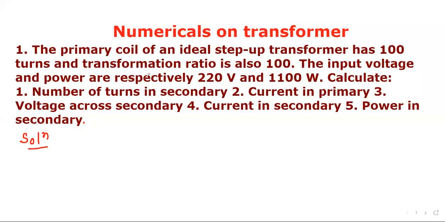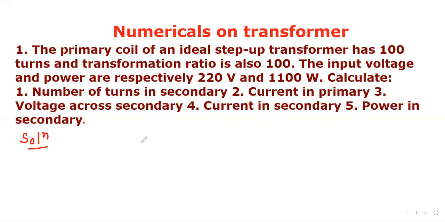Numericals on transformer. The primary coil of an ideal step-up transformer has 100 turns and the transformation ratio is also 100. The input voltage and power are respectively 220 volt and 1100 watt. Calculate the number of turns in the secondary, current in primary, voltage across secondary, current in secondary, and power in secondary.